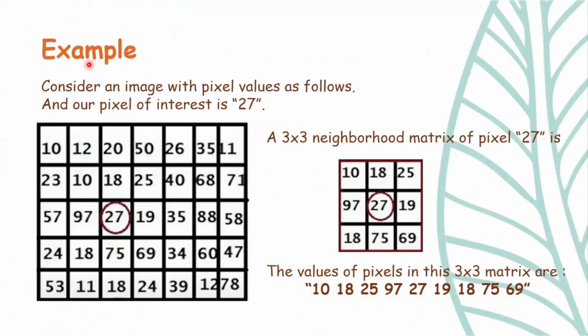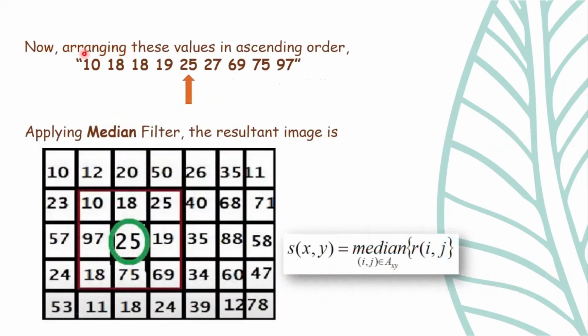Let's see an example of how we do all this. Consider an image with the pixel values as follows, which is this matrix here, and our pixel of interest is 27, which is this. Now, a 3 by 3 neighborhood matrix of this pixel 27 is this one, so 3 rows and 3 columns. Now, the values of pixels in this 3 by 3 matrix are this. Arranging these values in ascending order, the order is this. Among these values, the middle value is 25.